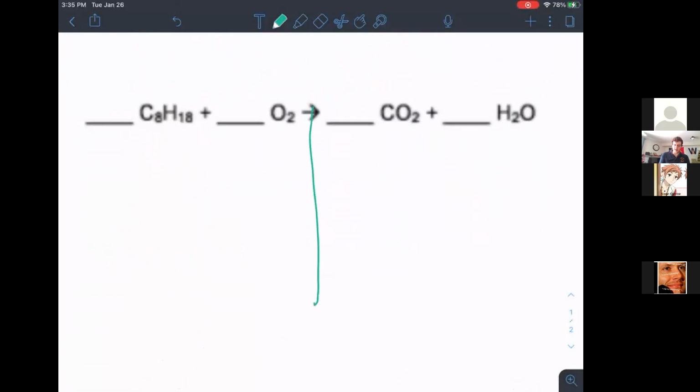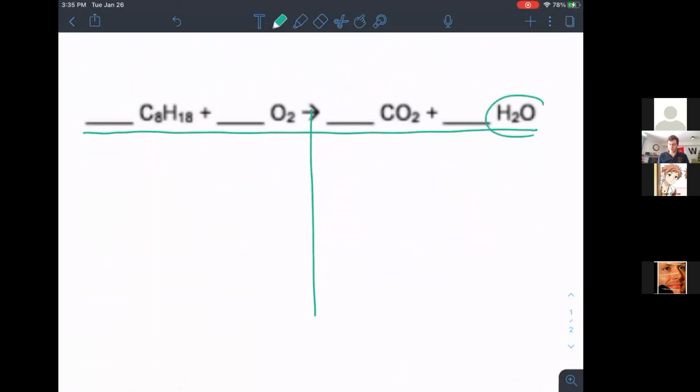For this one, do I want to change my H2O into a HOH? No. Why are you saying no? Because the reactant side doesn't have hydroxide, so there's no need. Awesome. There's no hydroxide, so there's no need to turn it into HOH.